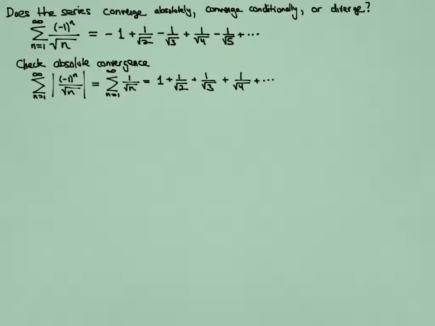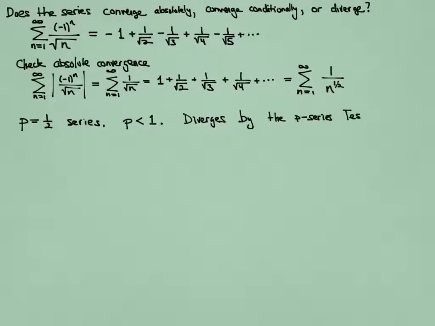So we examine this series now, and in fact this is a p-series, a power series, 1 over n to the 1/2, and the power is 1/2. Because p is less than 1, these terms, although they're going to 0, are going to 0 too slowly, and this series will diverge by the p-series test.